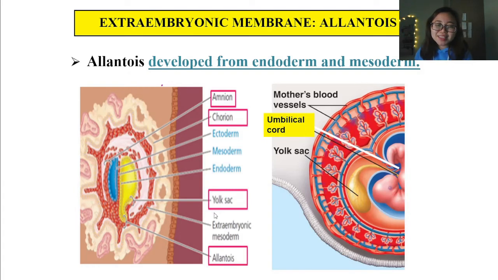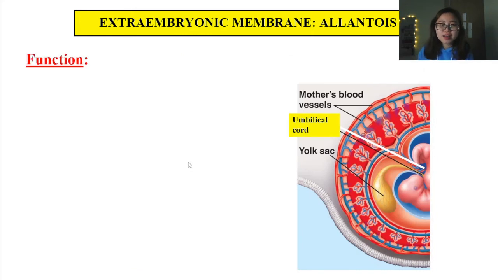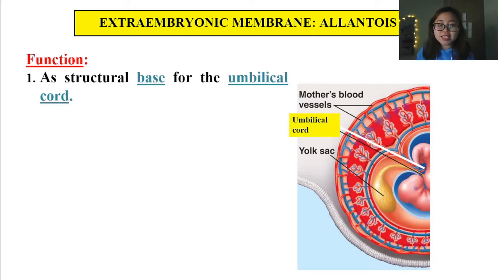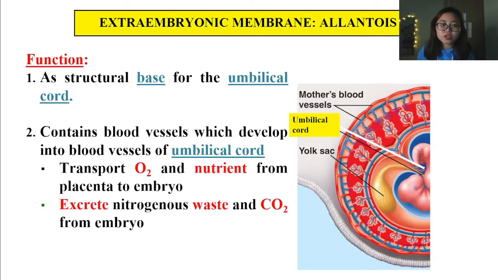Next, we talk about the third extraembryonic membrane, which is the allantois. The allantois is developed from the endoderm and mesoderm. So, dia berasal daripada tisu yang tersepit di antara endoderm dan mesoderm. Function of the allantois is as a structural base for the umbilical cord. Okay, dia sebagai base untuk melekat untuk umbilical cord. Tali pusat. It will contain blood vessels which develop into blood vessels of umbilical cord. Mula-mula dia sendiri mengandungi saluran darah yang lama-kelamaan akan membentuk saluran darah dalam tali pusat.